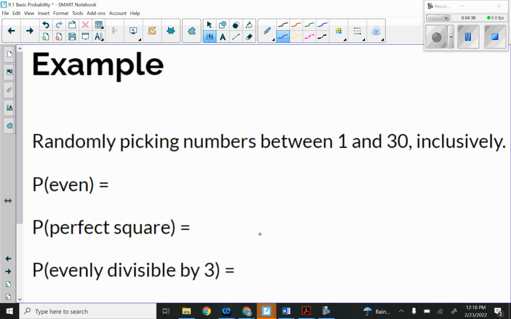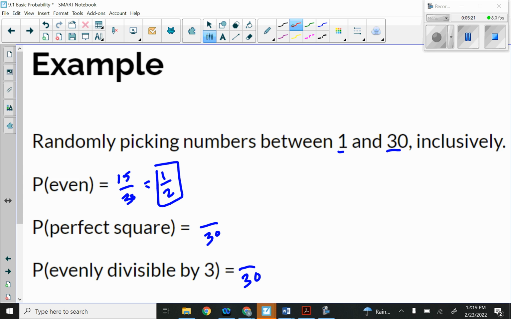You also might be asked about randomly picking numbers between 1 and 30, or 1 and another number, inclusively, meaning we're including 1 and 30. So that means our total in this case is 30. So these will all be out of 30. So evens. Well, every other number is even. So 2, 4, 6, those are even numbers. So if we have 1 through 30, half of those are going to be even. So the probability of drawing an even is 1/2.